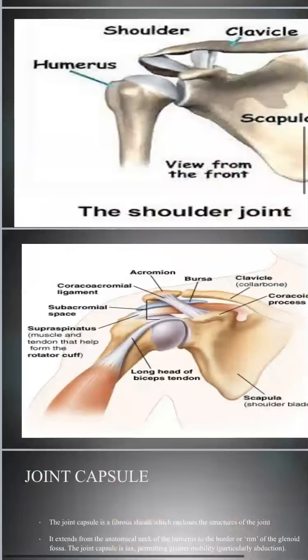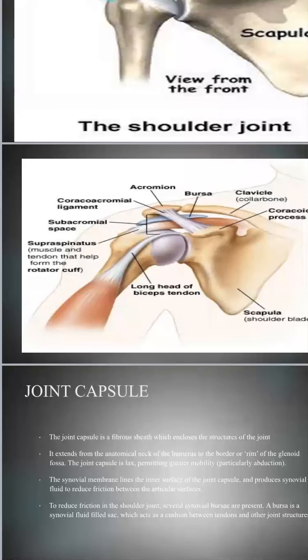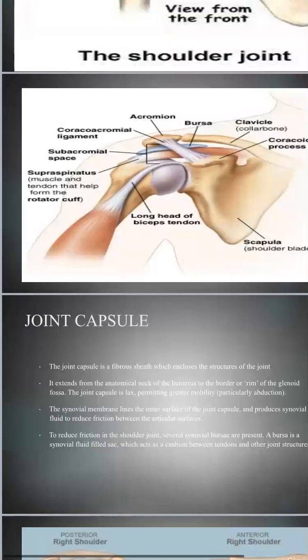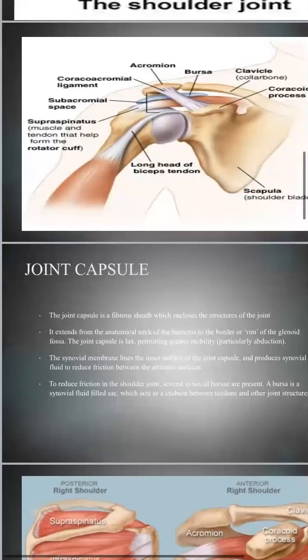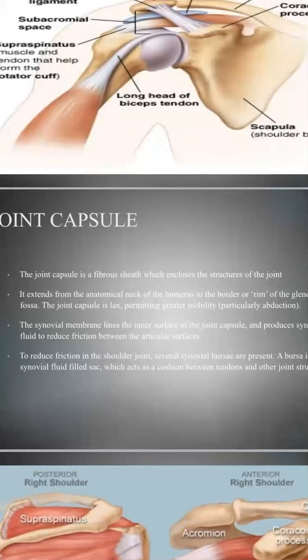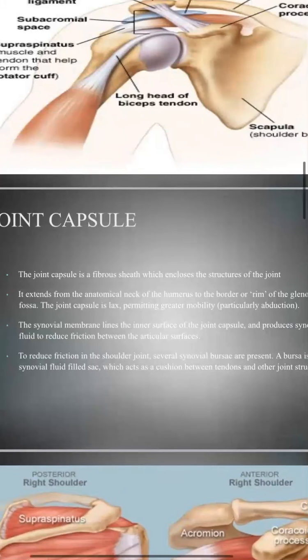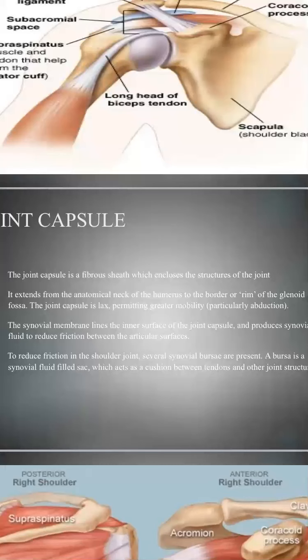Okay. So next one is joint capsule. The joint capsule is a fibrous sheet which encloses the structures of the joint. What are the structures of the joint? They are nothing but the head of the humerus and the glenoid cavity. The joint capsule extends from the anatomical neck of the humerus to the border or rim of the glenoid fossa. And the joint capsule is very lax so that it permits the mobility of the joint.